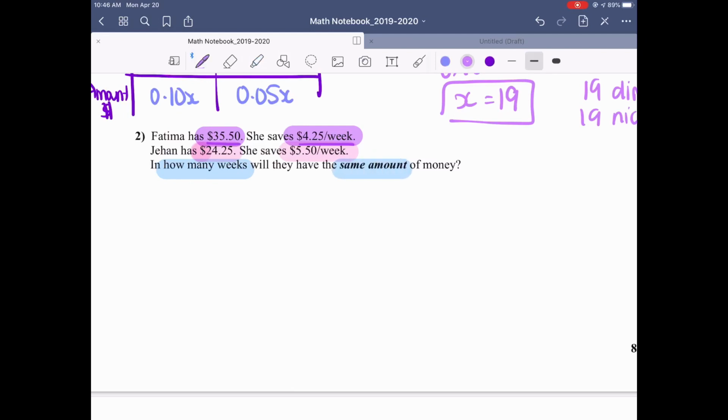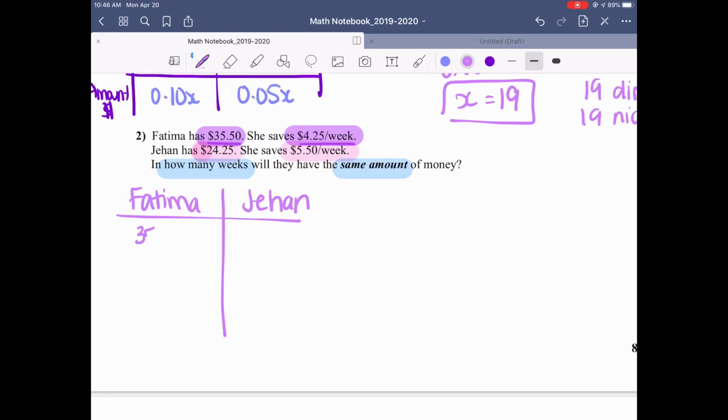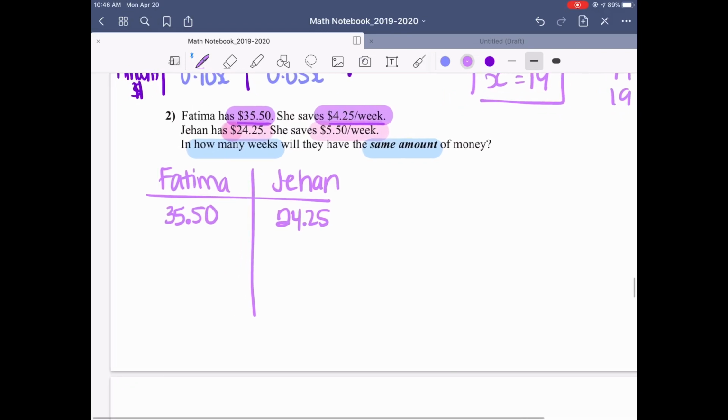Okay, so you want to kind of set it up again. So we have Fatima and we have Jihan. So Fatima starts off with $35.50. Jihan starts with $24.25. And they're saving money. And saving money, does that mean that they're adding money to their bank account or they're taking away from their bank account? Well, saving means you're adding to your bank account.